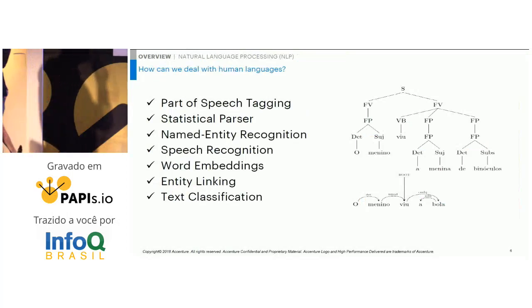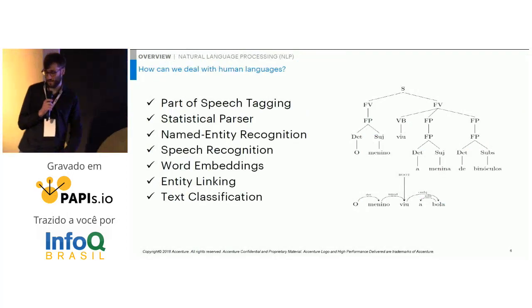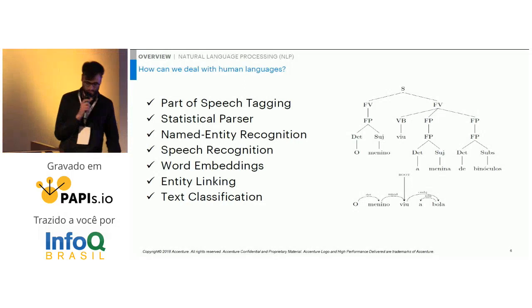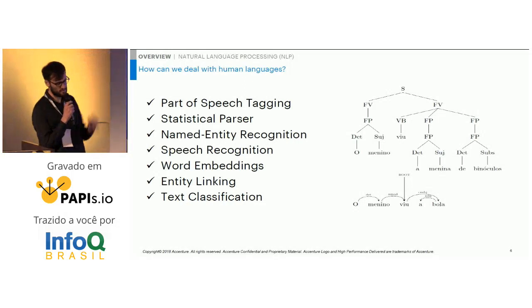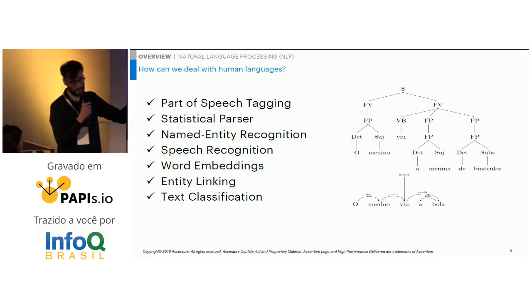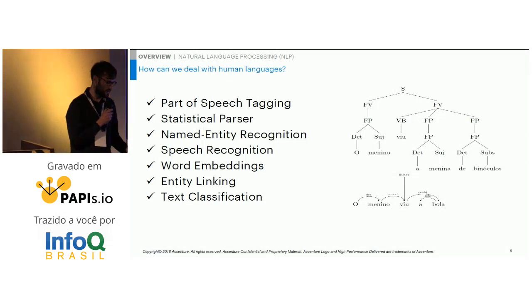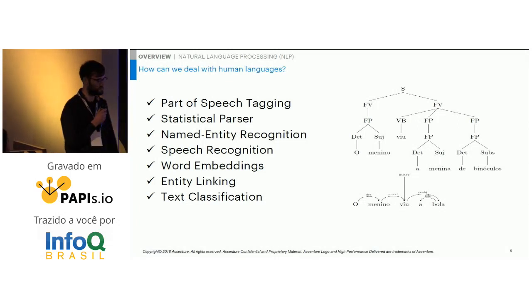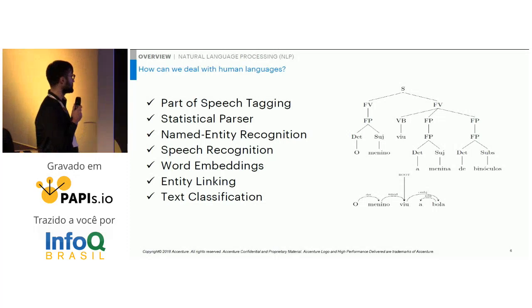So let's talk a little bit about human language and natural language processing. Natural language processing is a big area, basically divided in two main tasks. Natural language understanding, these are the main tasks here, and natural language generation: chatbots, translation, speech to text, and other things. But we will not cover natural language generation here.